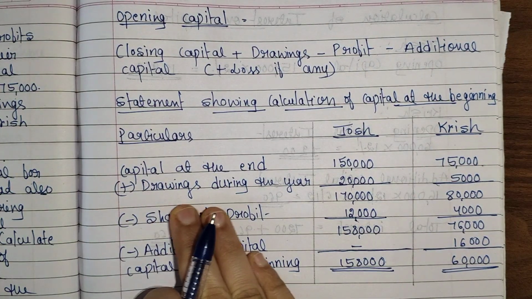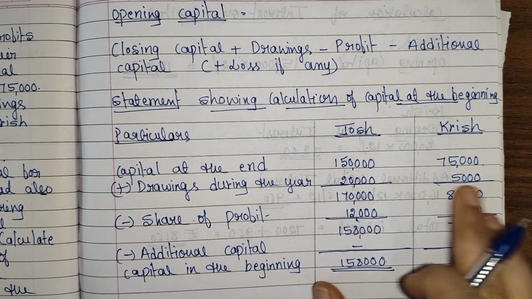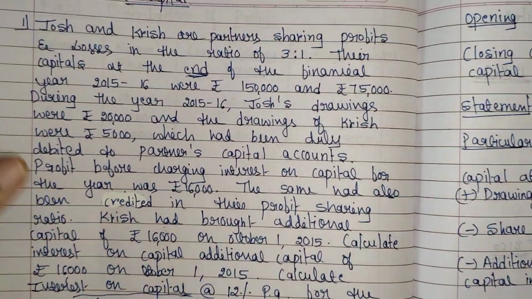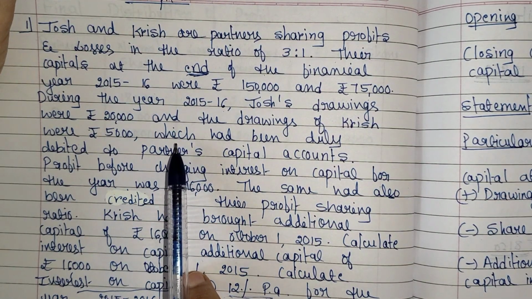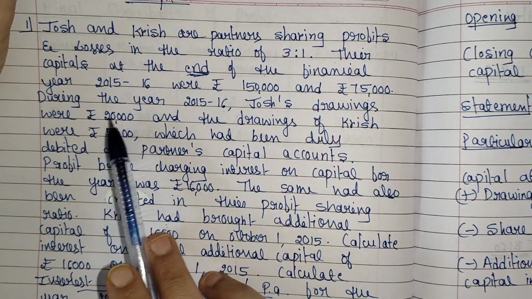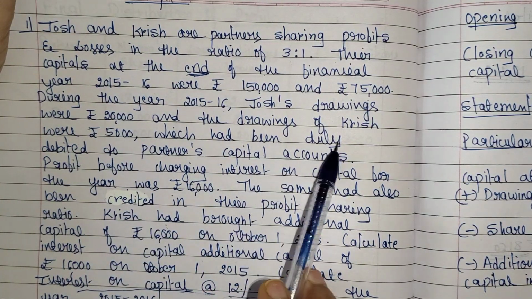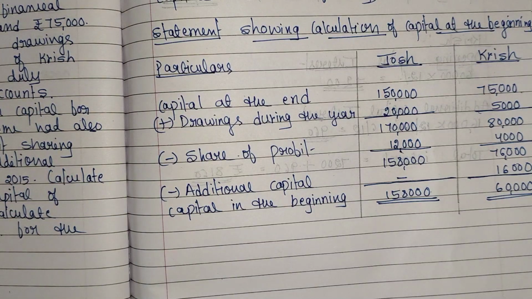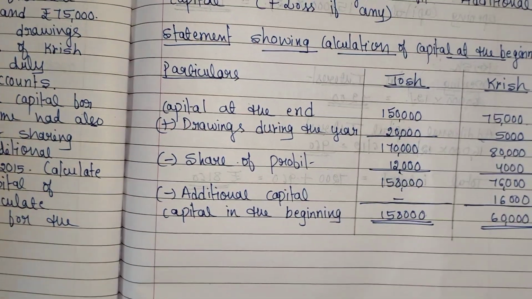So add drawings during the year, 20,000 and 5,000. Here they have given the information that the drawings of Krish were 5,000 and Josh 20,000, which had been duly debited to partners' capital accounts. Duly debited to partners' capital accounts means the drawings have already been distributed among the partners and entered in their capital accounts.